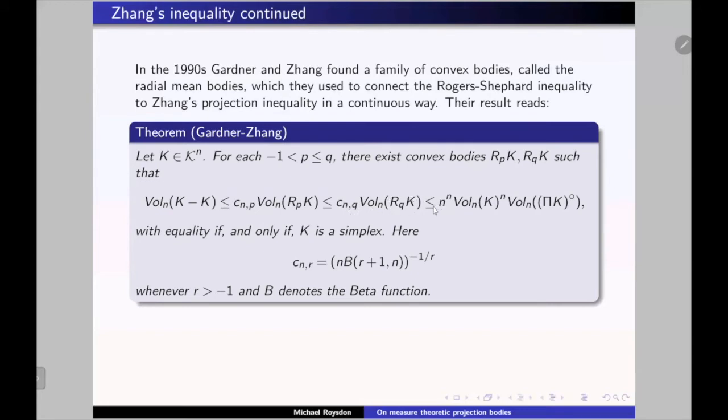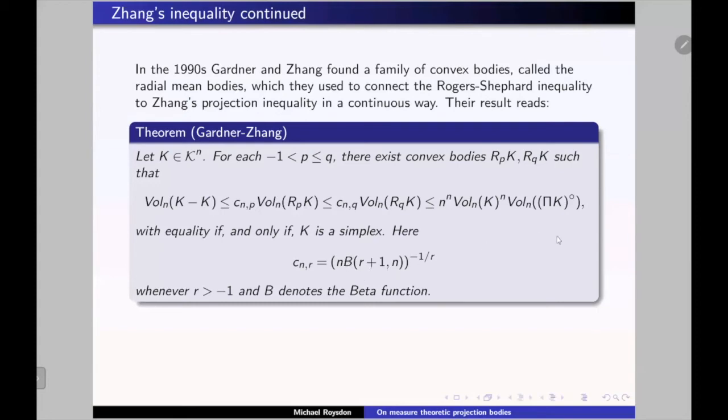And this never exceeds some constant depending on N and Q, the volume of the Q radial mean body of K. And this never exceeds N to the N, volume of K to the N, the volume of the polar projection body of K. And in every single one of these inequalities, there's equality if and only if K is a simplex. You have a family of volumetric inequalities which classify the simplex. And here the constants depend on the beta function of R and N.